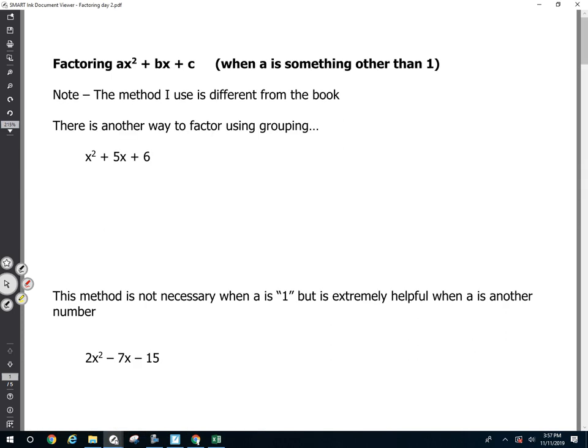We're going to throw in the middle step. The two numbers that add to get 5 and multiply to get 6 are 2 and 3. Two plus 3 is 5. 2 times 3 is 6. I'm going to write it as x squared plus 2x plus 3x plus 6, right? So it's like I threw in the middle step going backwards. All right, go ahead and write that down.